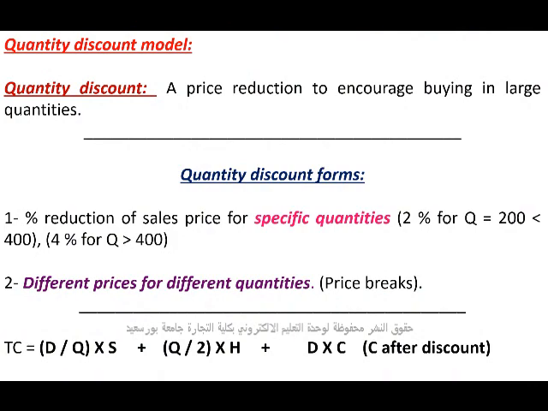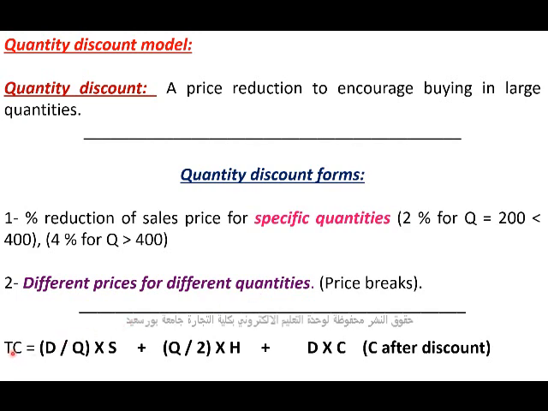As I mentioned before, demand and the cost should be fixed. But when we talk about discounts, this means the price will go down. So discounts break the assumption of the EOQ model. We have two types of discount. First one, discount in percent form. Second one, different prices for different quantities.